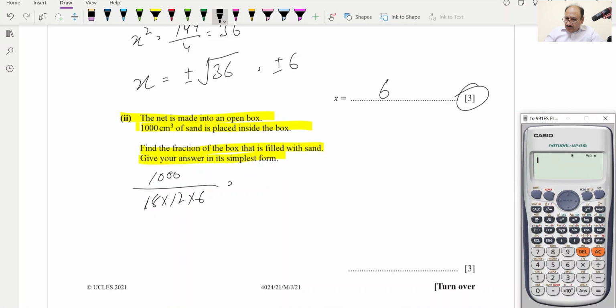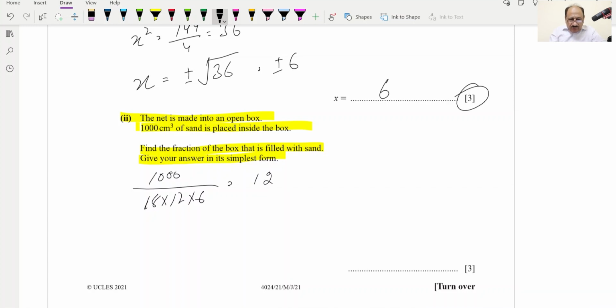And we can calculate this. It will be 1000 divided by 18 multiplied by 12 multiplied by 6, which is equal to 125 over 162.